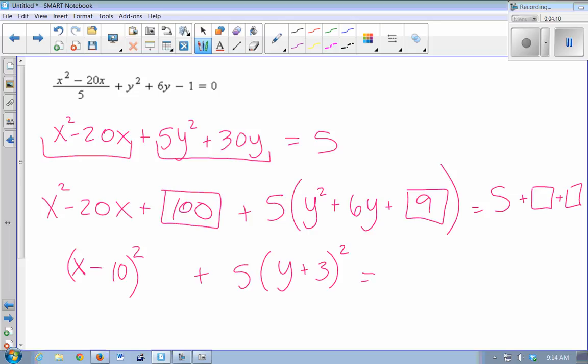All right, now I have to figure out what to add on this side. I have to add the same thing you added on the left. So I'm going to put a 100 here. And then this one's tricky. It's 45, yeah, because I put a 9 here, but it's really 5 times 9 when you distribute that 5. So it's really a 45. So the right side of my equation is now 150.